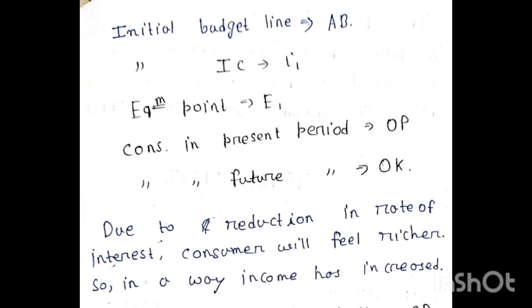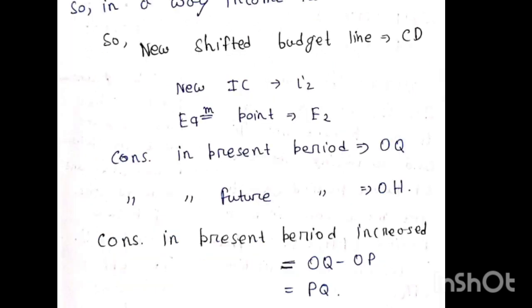Now what happens? We are actually dealing here with the rate of interest, change in the rate of interest. Now, as we are thinking that the rate of interest has fallen, then the consumer might feel that the income has increased, and the consumer might feel richer. So, the new shifted budget line will be CD. Our new indifference curve is I2. Our equilibrium point is E2. Now, consumption in the present period is OQ, and consumption in the future period has now become OH. So, obviously, consumption in the present period has increased, that is OQ minus OP, that is equal to PQ.